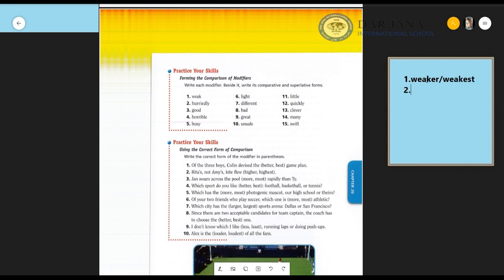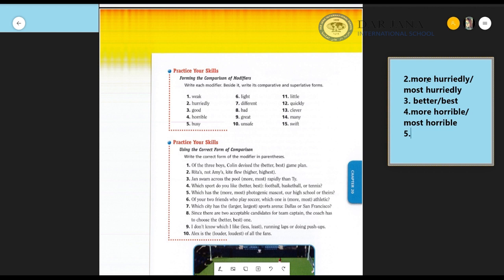2. Hurriedly, 3 syllables, so it's going to be more hurriedly and most hurriedly. Okay, number 3. Good. Now, I'm not going to waste my time seeing how many syllables good is, because good is an irregular comparison, so it's going to be better and best. 4. Horrible. 3 syllables. So more horrible and most horrible.